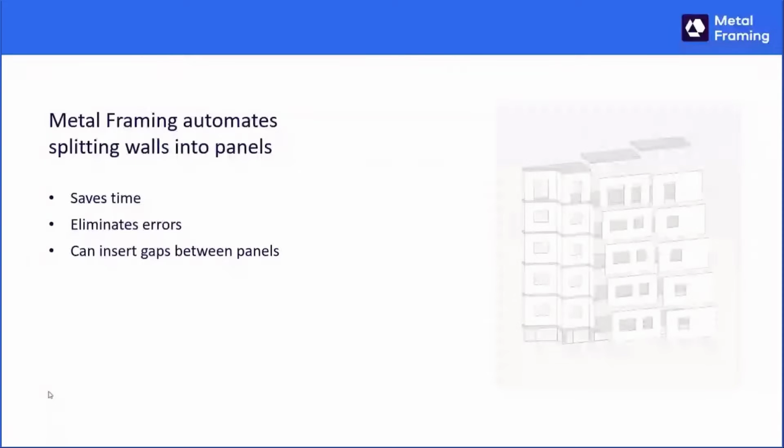So what we have learned: metal framing automates splitting walls into panels, and it saves time, eliminates errors, and you can also insert gaps between panels.